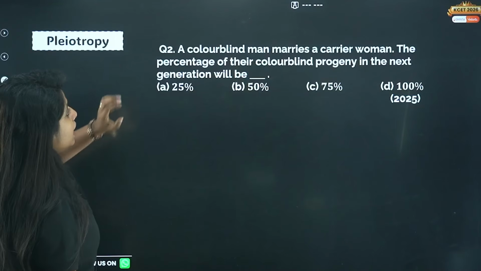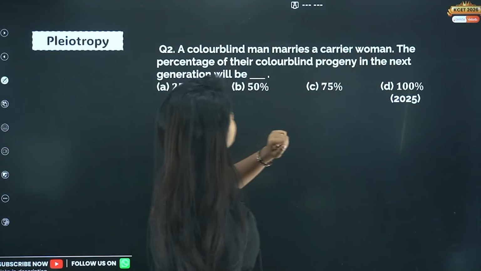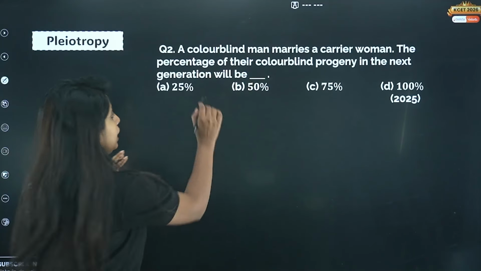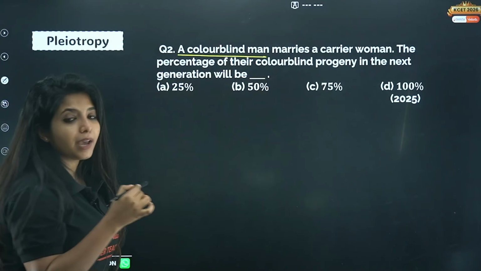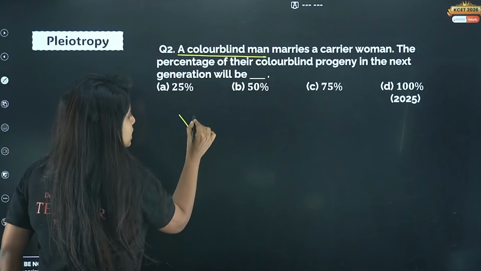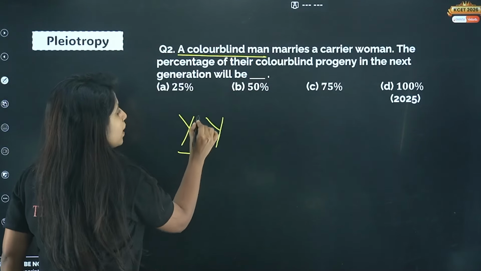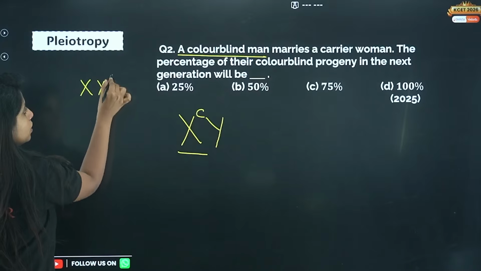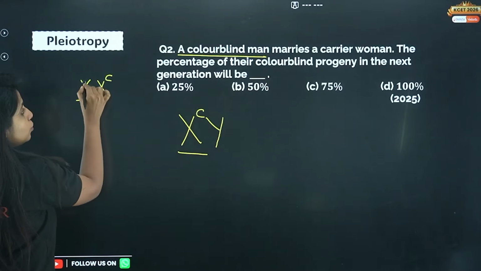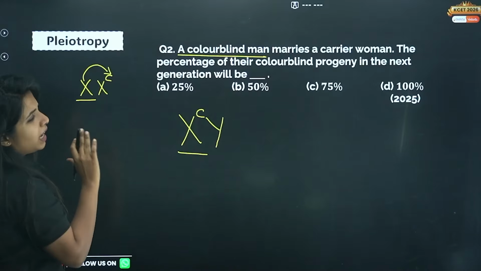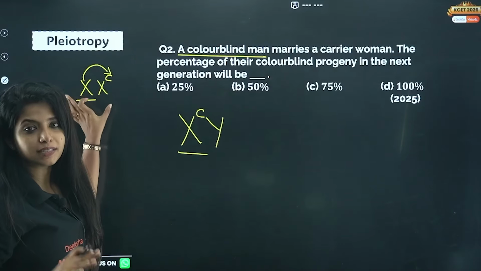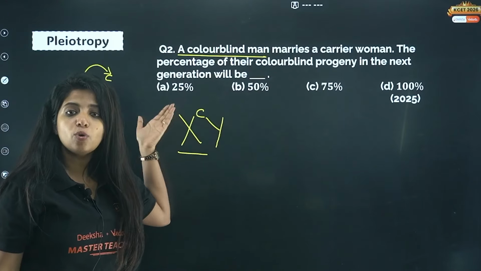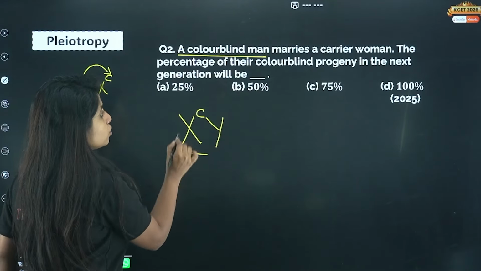Next question. A colorblind man marries a carrier woman. The percentage of their colorblind progeny in the next generation will be. First of all, let's get stuck over here. Colorblind man. For a man to be colorblind, obviously he just has one X chromosome and that X chromosome should be affected. So usually when one X chromosome is affected, if the other X chromosome is normal, it will overshadow the effect, which is why the females who are like this are just carriers. They do not have color blindness. But in the case of male, there is no one to overshadow the effect, which is why in this condition they will be colorblind.